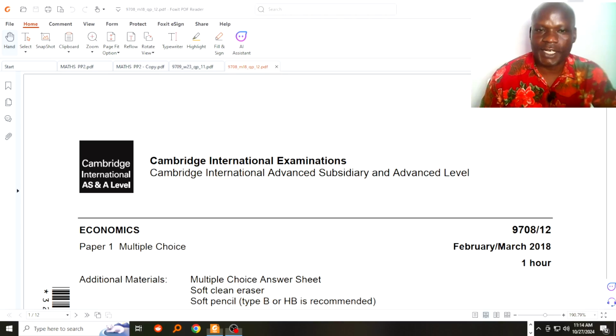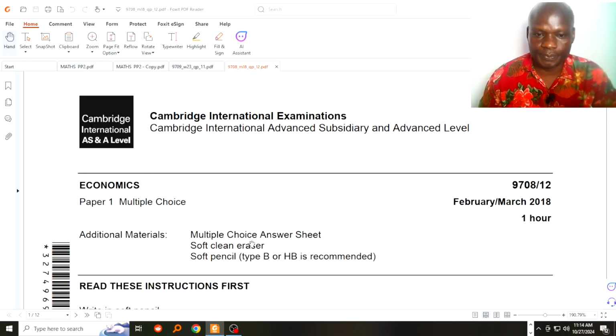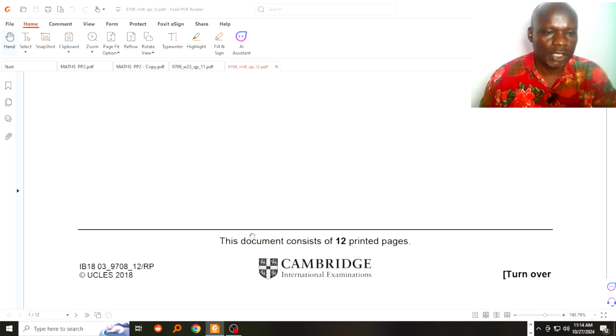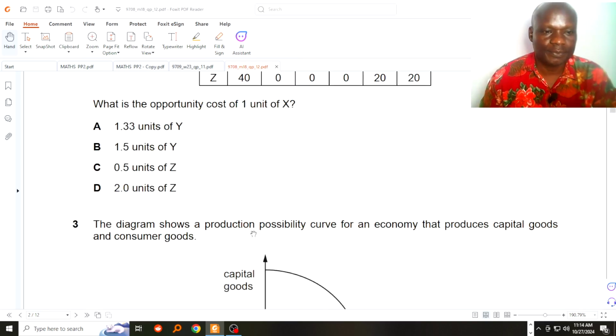Well, we consider another question on Cambridge International Examinations, that is Advanced Subsidiary and Advanced Level. The code is 9708/12, paper 1 multiple choice questions, taken February/March 2018. So we want to look at question 7.